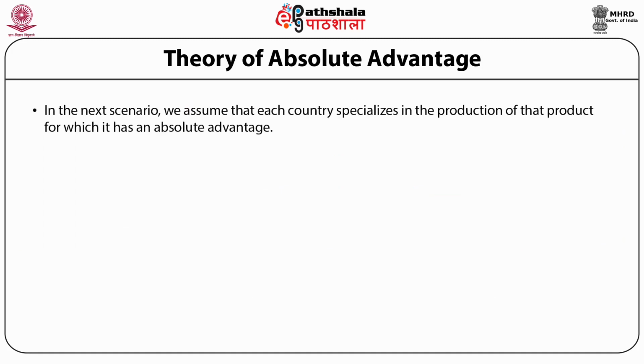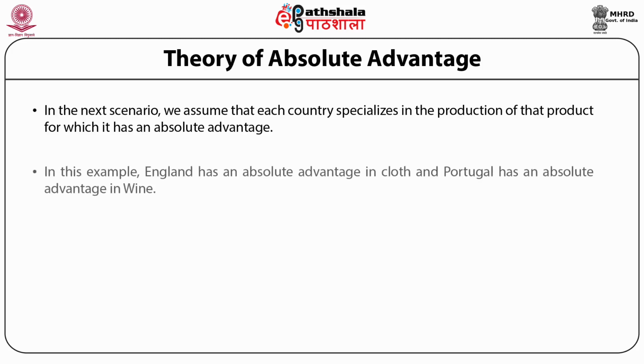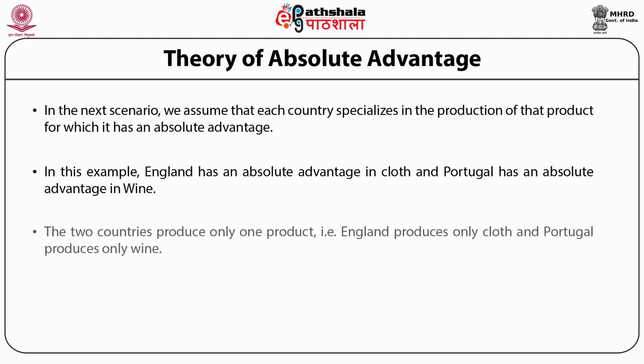In the next scenario, we assume that each country specializes in the production of that product for which it has an absolute advantage. In this example, England has an absolute advantage in cloth and Portugal has an absolute advantage in wine. The two countries produce only one product, that is, England produces only cloth and Portugal produces only wine. Both allocate their full resources to only produce one product.